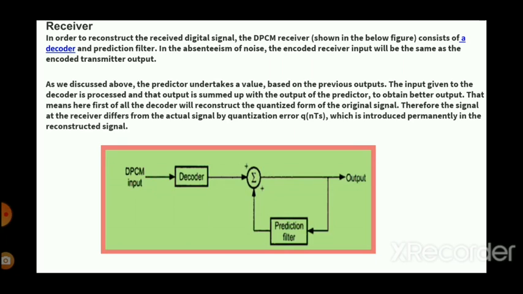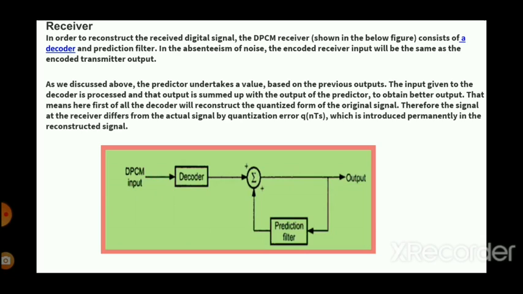The figure below shows the receiver of DPCM. In order to reconstruct the received digital signal, the DPCM receiver shown in the figure consists of a decoder and a prediction filter. In the absence of noise, the encoded receiver input will be the same as the encoded transmitter output. The predictor produces a value based on the previous outputs. The input given to the decoder is processed and the output is summed up with the output of the predictor.